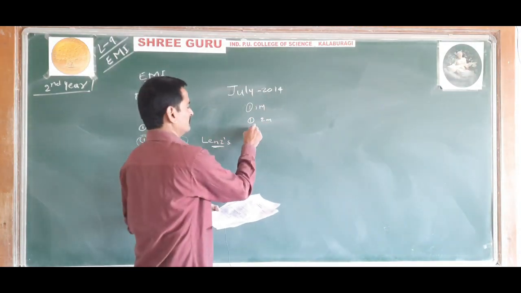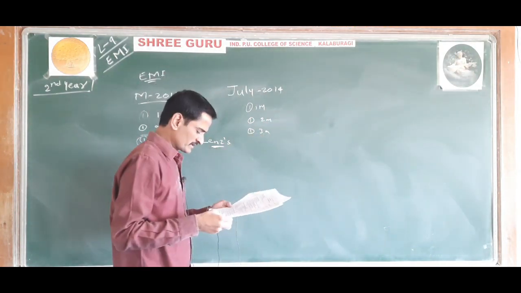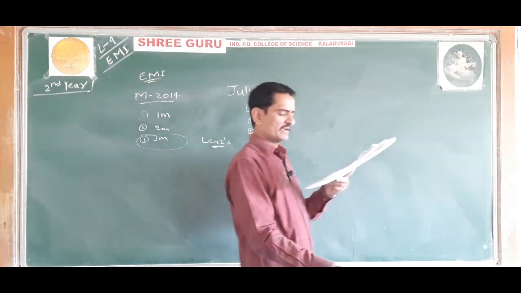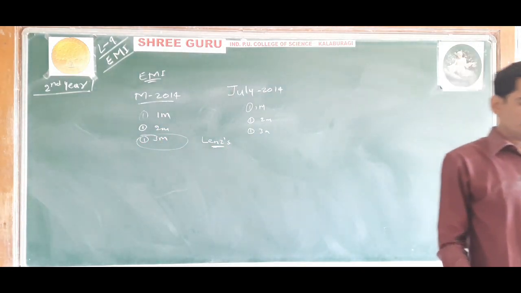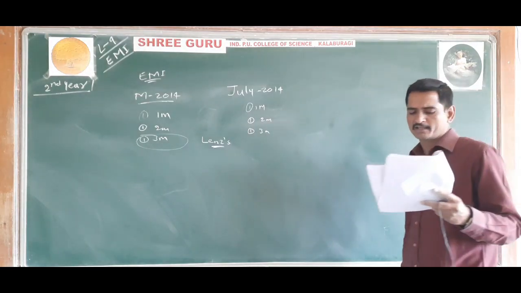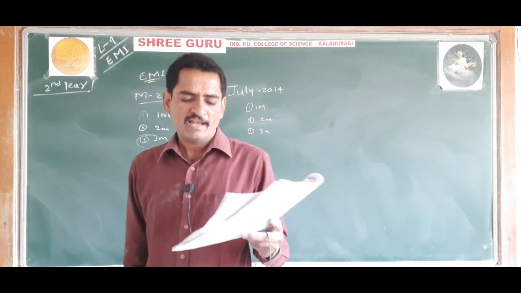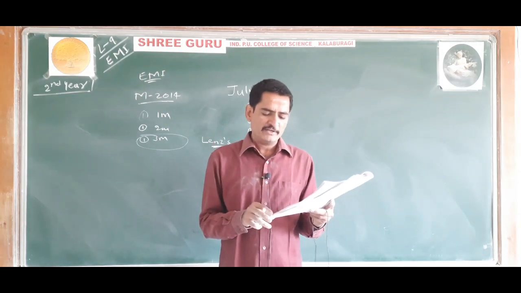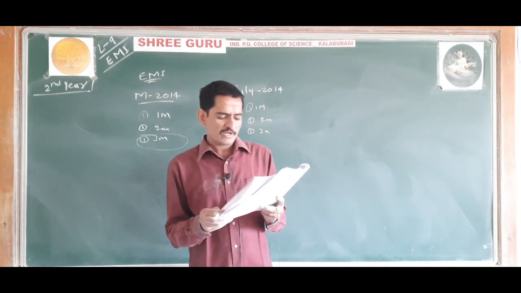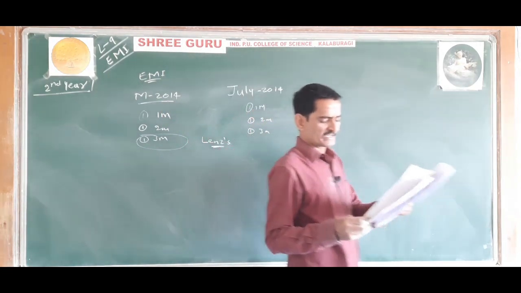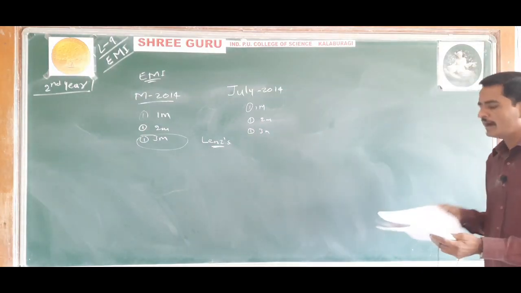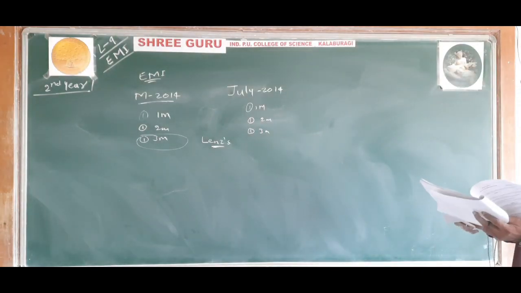Next, 3 marks question. Derive an expression for electromotive force induced in a rod moving perpendicular to the uniform magnetic field. So these all are the questions asked in July 2014.